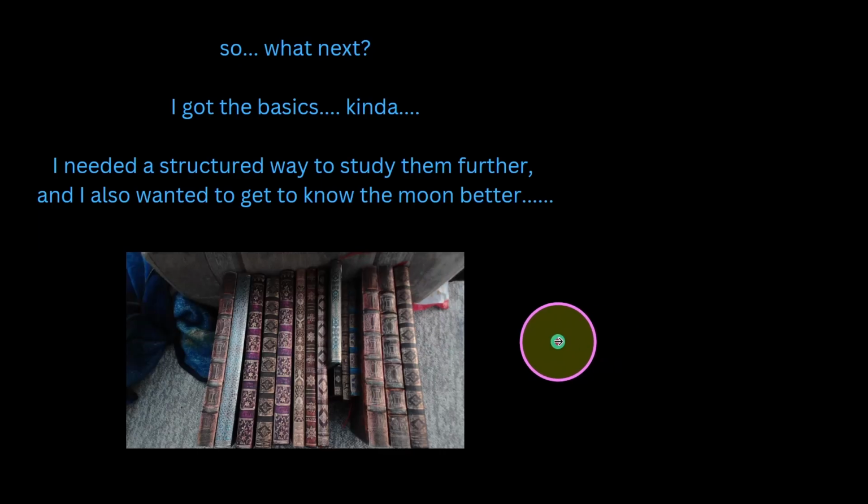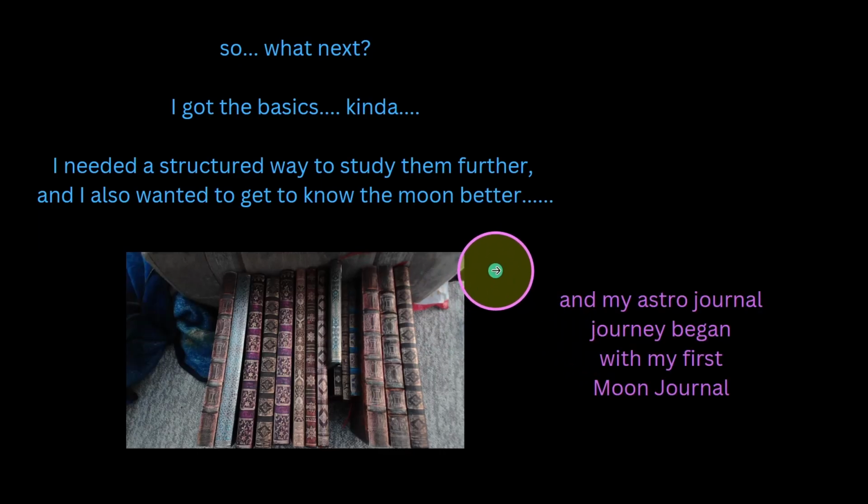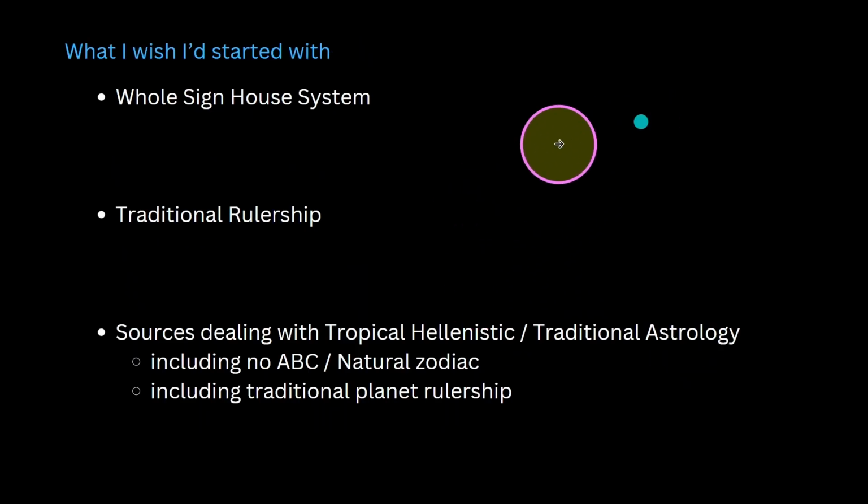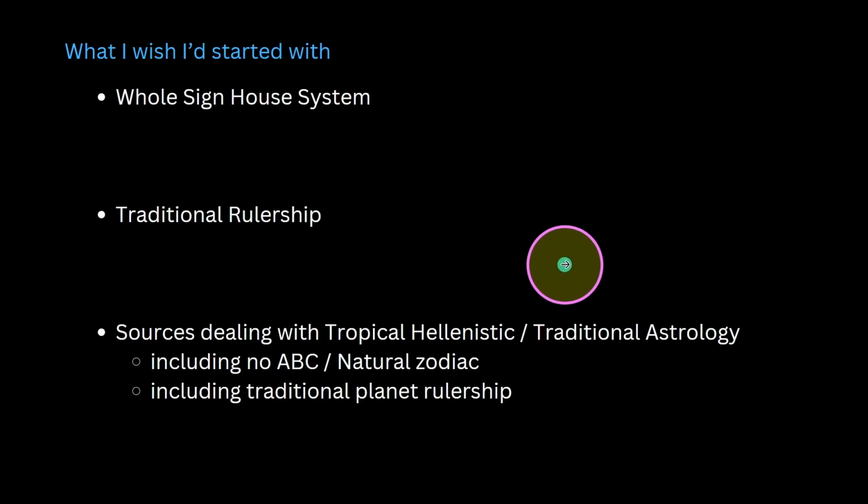And that began my astro journal journey, with my first moon journal, which is not even pictured here because it's not a fancy one. And so this, I guess, is something I wrote up in January about things I wished I had started with. I wish I had started with whole sign house system instead of Placidus. I didn't even know Placidus was the default option. I didn't know that whole sign houses were a thing. So I wish it was more common online to see people talk about whole sign houses.